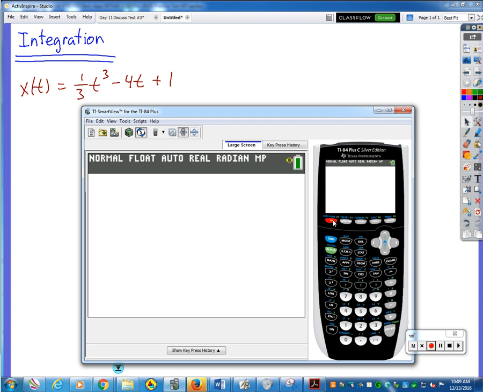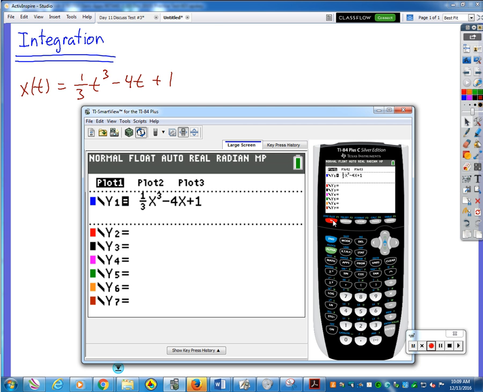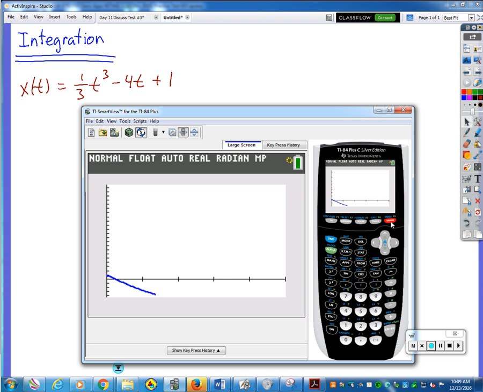Y equals. That's way faster. Just go up to the plot key, highlight it, and turn it off. Now press graph. You have the graph. Show me your hands. Who has the graph working?